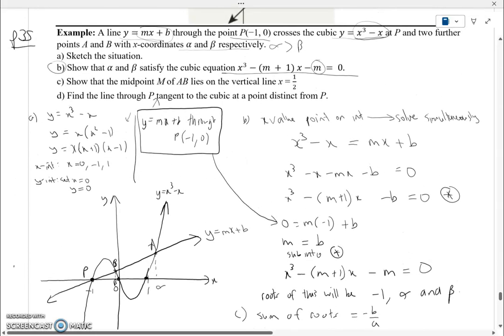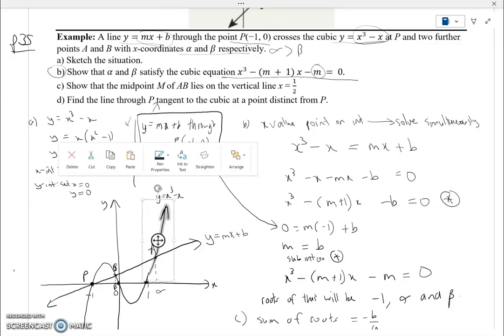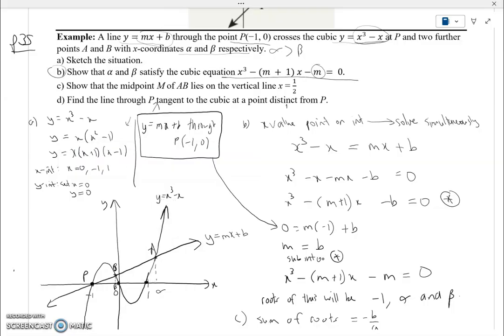All right. Lastly, find the line through P. So the line through P, that's why I call it mx plus b there. That's this line here, tangent to the cubic at a point distinct from P. Distinct means different. So we want a tangent line. So we want to go through P, and we want to touch somewhere else and be a tangent line.